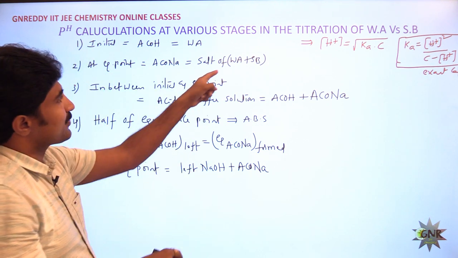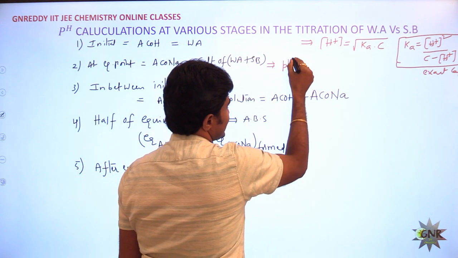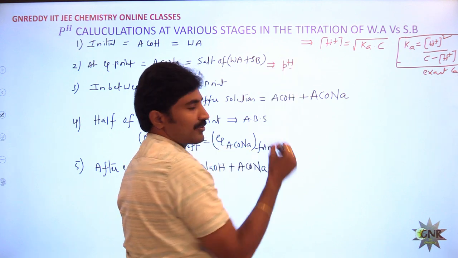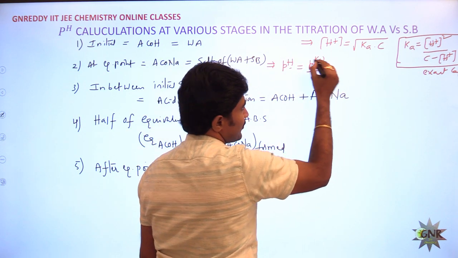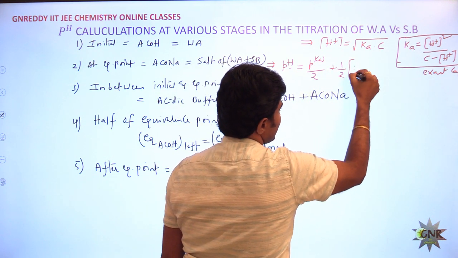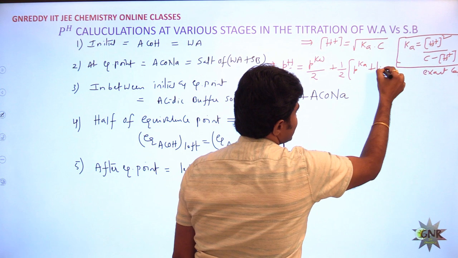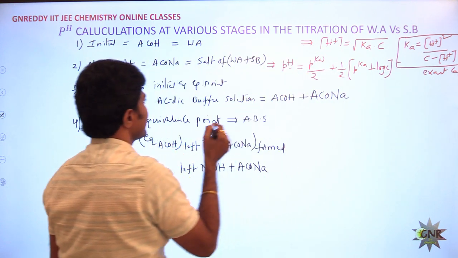And at equivalence point, salt will be formed. How do you calculate salt pH? This is a weak acid and strong base salt, so pH is equal to pKw by 2. What is pKw by 2? It is 7 at 25 degrees centigrade, plus half into pKa plus log C. By this you can calculate the second case.